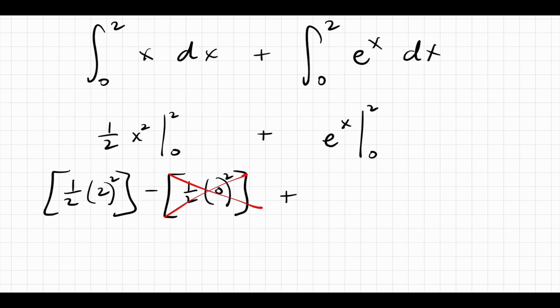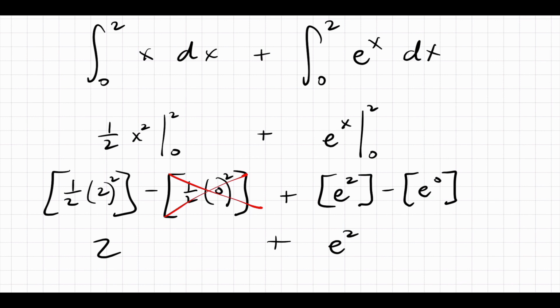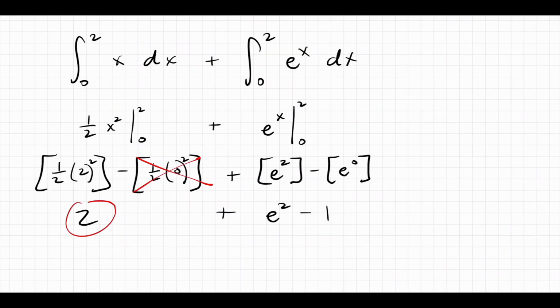So over here you get, what do you get? 4 times 1/2 is 2. And then over here, you're going to get e squared minus e to the 0. E squared is just e squared. E to the 0 is 1. Combine like terms. You get 1 plus e squared.